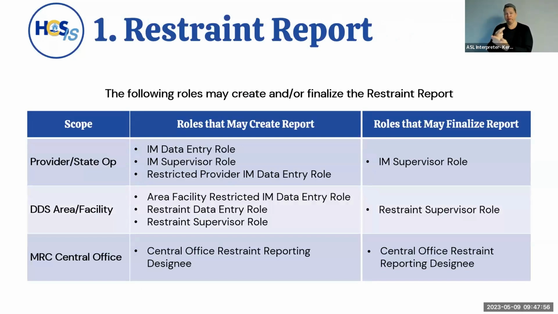The first step in the process is to create the restraint report in HCSIS. Multiple roles and scopes may create the restraint report, but only the IM supervisor role, restraint supervisor role, and the central office restraint reporting designee may finalize the restraint report. If your role cannot finalize the report, you will be required to save the report in HCSIS when you are finished.